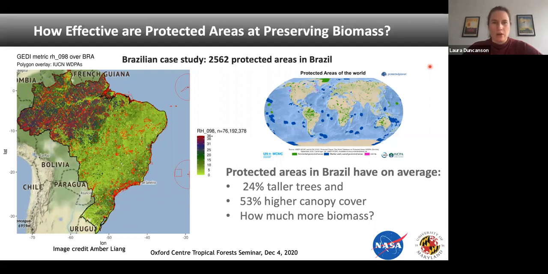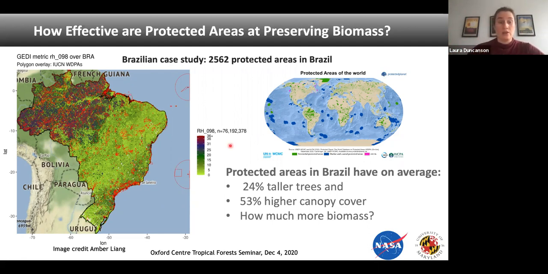We're asking how effective are protected areas at preserving biomass. So here's a case study from Brazil, where with over 2,000 protected areas across Brazil from the IUCN, we have all of these red polygons for the protected areas. We've matched those pixels within protected areas to ecologically similar pixels outside of protected areas that have the same climate, soils, distance to human population, population density, etc. So pixels that should theoretically be the same in terms of forest structure based on everything except the fact that there's a protected area placed on them.